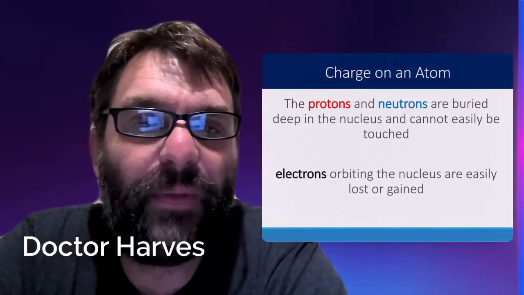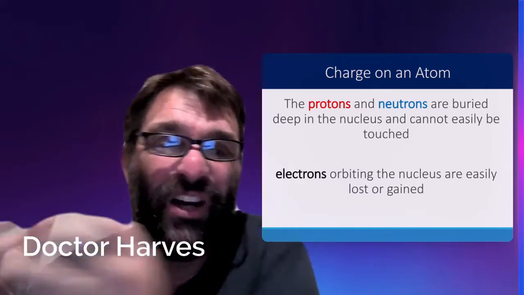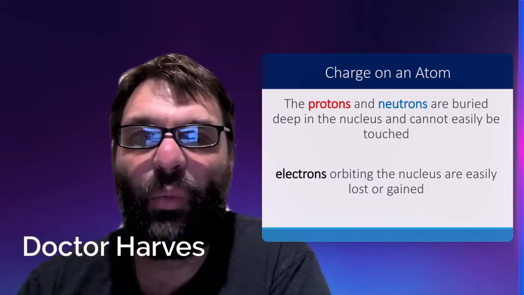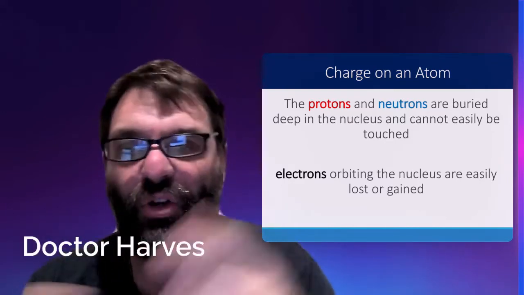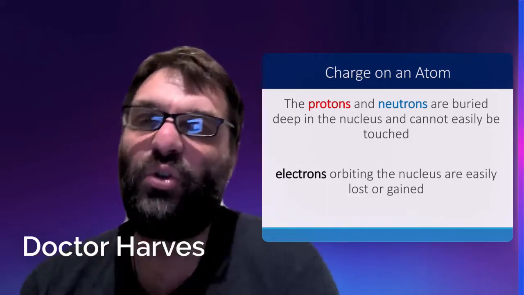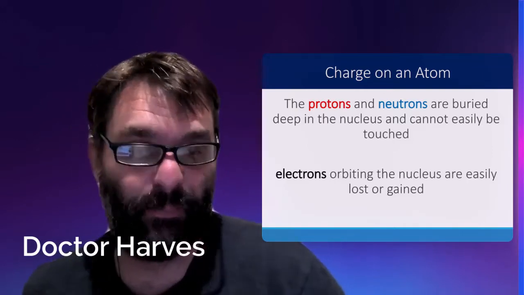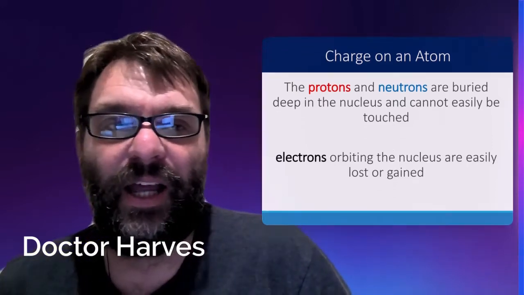The reason why that's happening is that the protons and neutrons are buried deep inside the nucleus, so they can't really be pulled away. Whereas the electrons are orbiting, with a weaker electrostatic force between the nucleus and the electrons. So electrons are easier to lose and to gain, which is basically the principle behind static electricity.